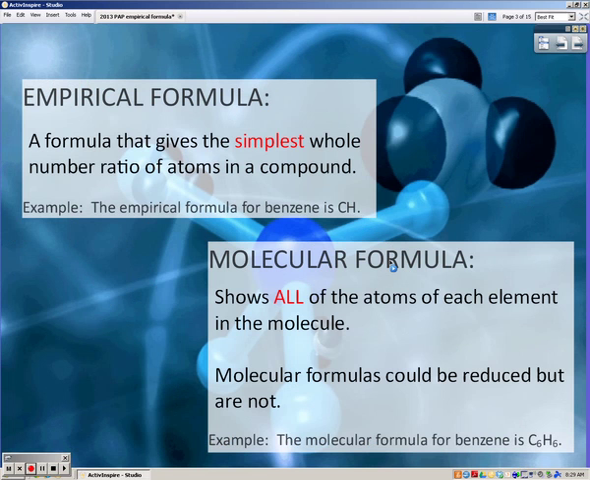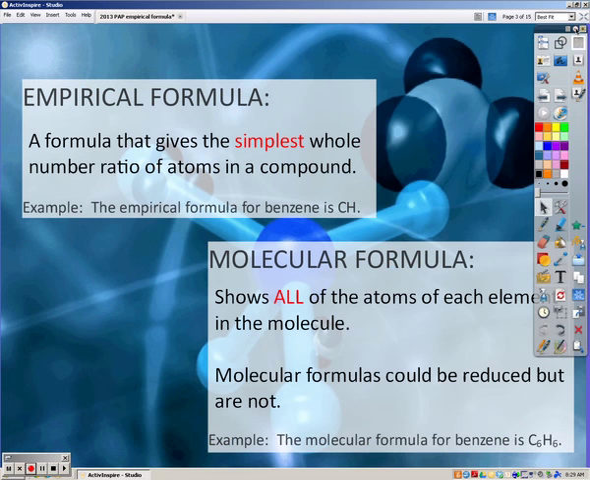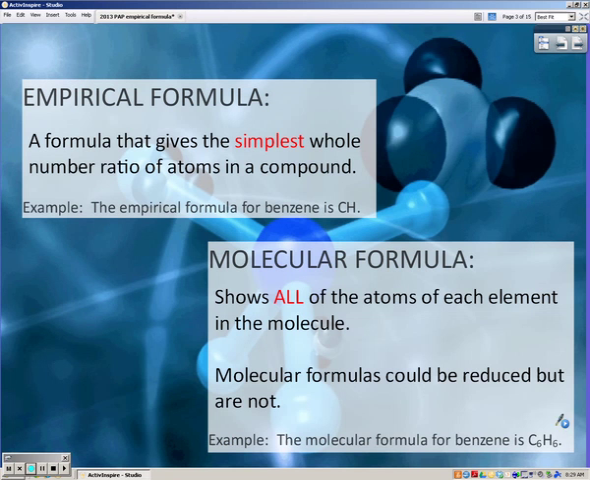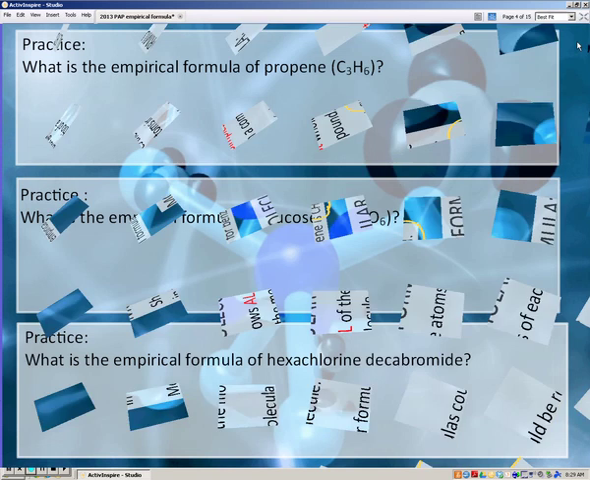If you look at our examples for molecular formula, it says the molecular formula for benzene is C6H6. But you can reduce that down to CH because we can divide both of those numbers by 6. So if we look back at the example for empirical, it says the empirical formula for benzene is just CH. So an empirical formula is the reduced form of a molecular formula.